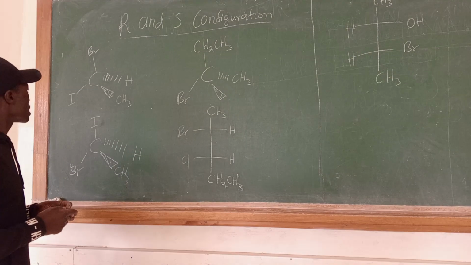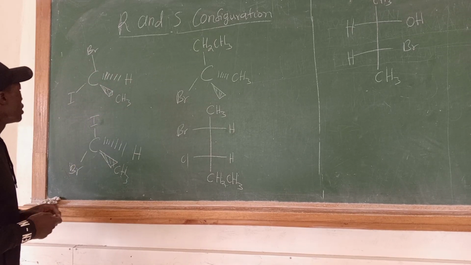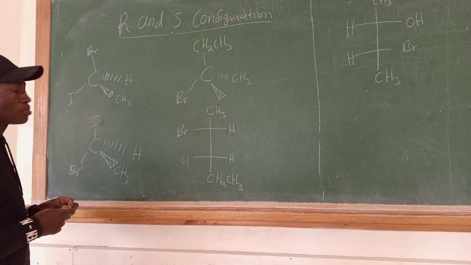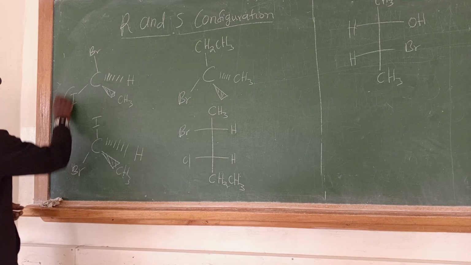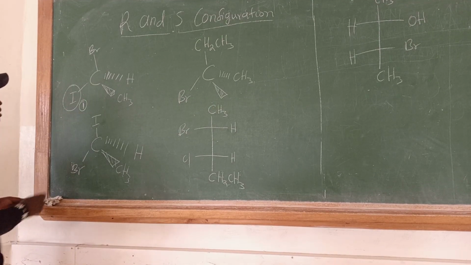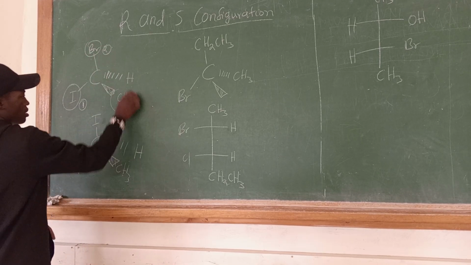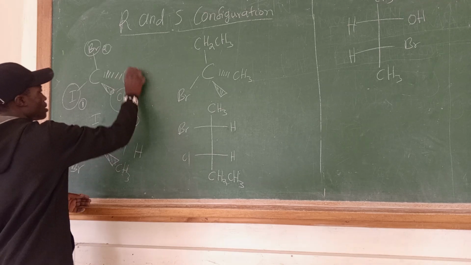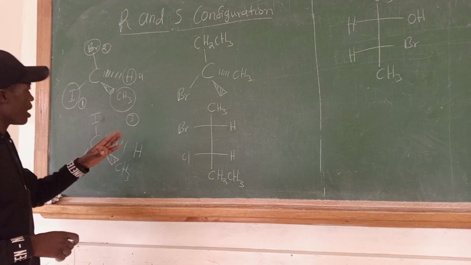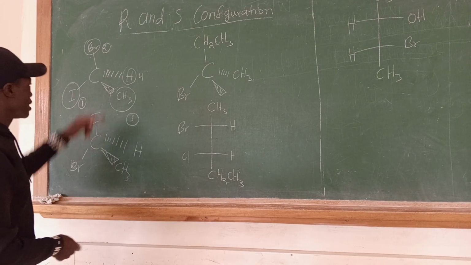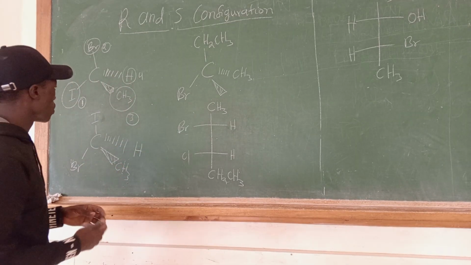So, in the periodic table, when you compare between iodine, bromine, hydrogen, and the methyl group, you realize that iodine has the highest atomic number. And for that reason, we are going to assign it the highest priority. So, we are going to get there 1, then followed by bromine, 2, then 3. Hydrogen is always the least, 4. But remember, before you assign R or S configuration, you must make sure that the fourth one is located at the back. And this is what shows you that it's located in the back. Now, number 4 is hydrogen, located at the back, so we are good to go.